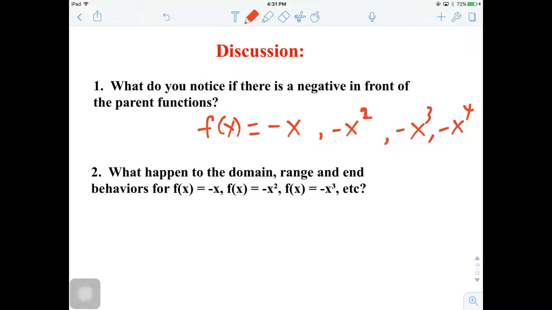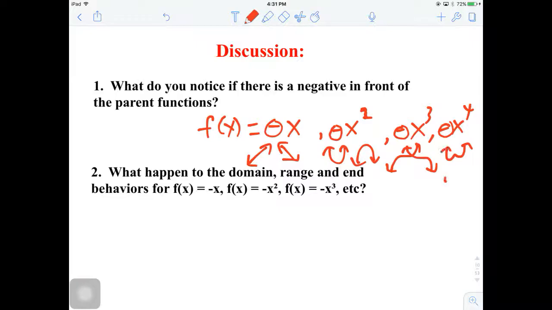What does it do? Remember that a negative in front causes a reflection across the what? The x-axis, right? So if the graph looks like this, now it's going to be like this for the linear function. If it's a parabola opening up, it's now going to be opening down. If it's a cube going this way, it may be going this way now. And if it's x to the fourth, it's like a W opening up, it's going to be opening down now. So that is what a negative does to the parent function.